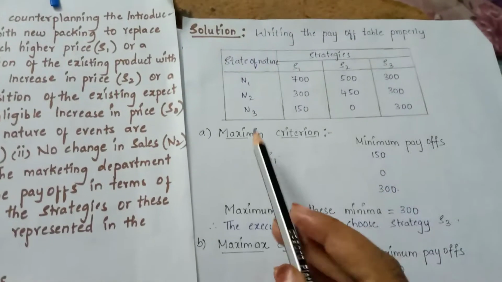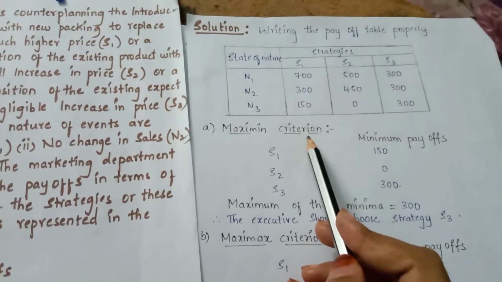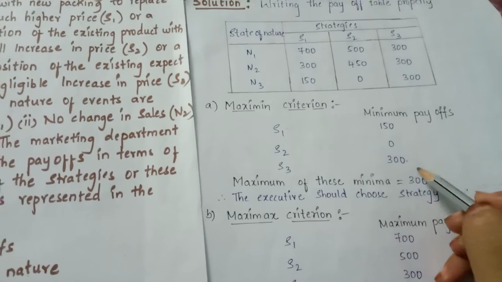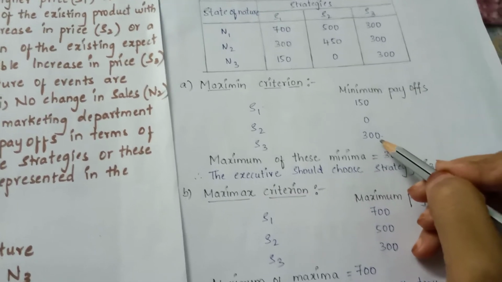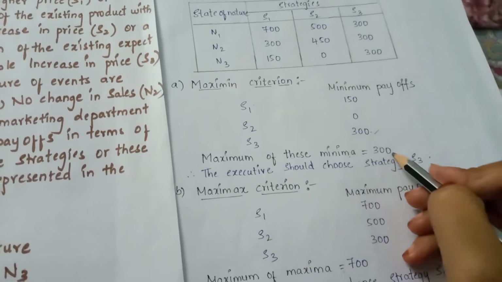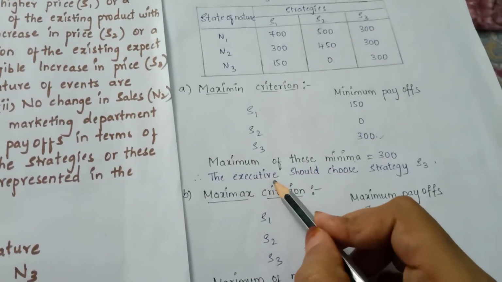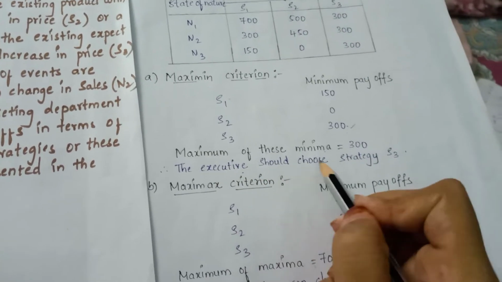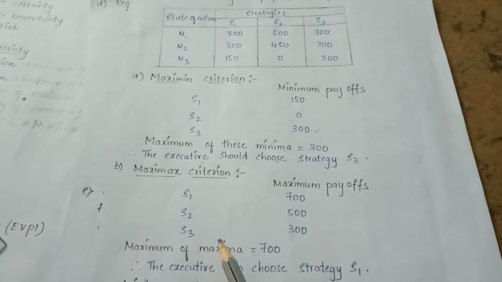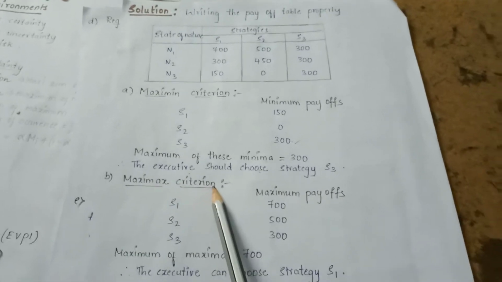So the criterion is nothing but the maximum of the minimum values. In these minimum values, which one is maximum, students? That is 300. So the maximum of the minimum is 300. The executive, that is the manager, can choose the strategy S3. Clear, everyone?